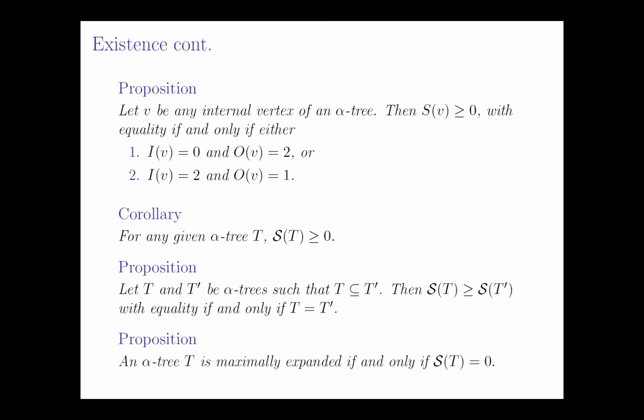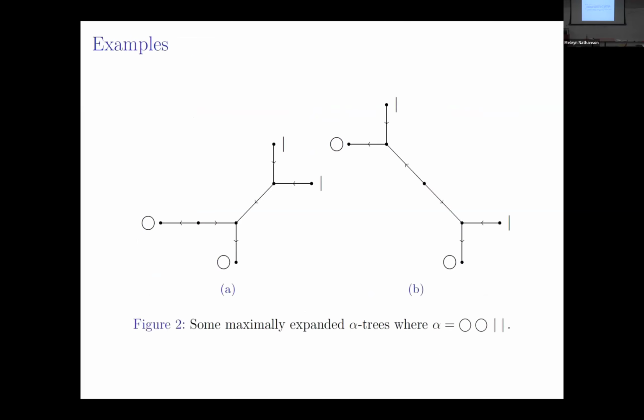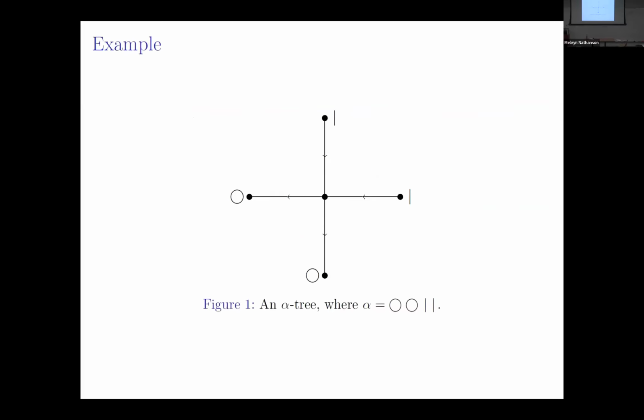And if you go back to the examples that I had before, this example has this internal vertex, and if you compute the statistic for it, you see that there are 2 incoming, 2 outgoing, so that's 2 plus 2 times 2 minus 4. So that's not 0. This thing is not maximally expanded. Therefore, there should be some kind of expansion out there that lets you get to a maximally expanded alpha tree.